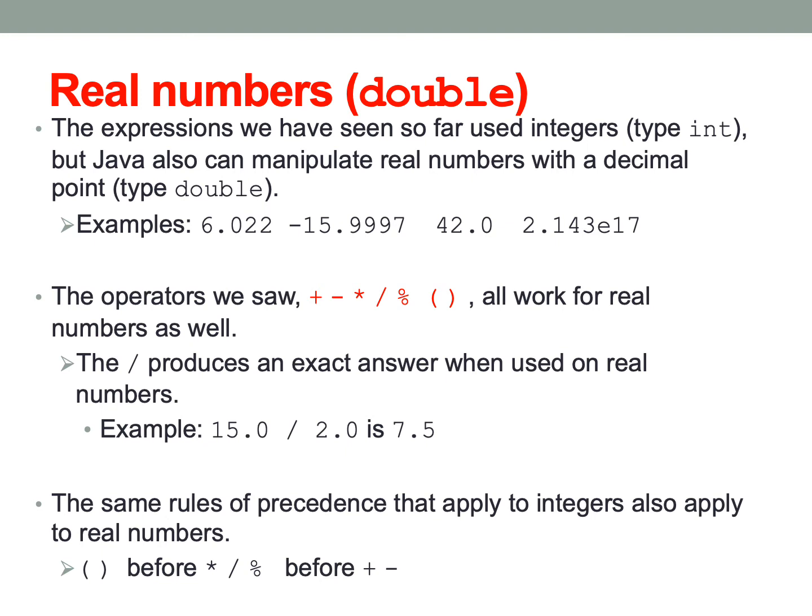The division produces an exact answer when used on real numbers. For example, if we have 15.0 divided by 2.0, we will get 7.5. For integers, if we do 15 divided by 2, we will get 7. The same rules of precedence that apply to integers also apply to real numbers. Parentheses have the highest priority, before multiplication, division, and also modulus, and addition and subtraction have the lowest priority.